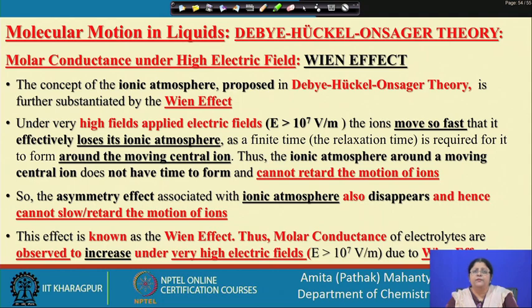So, if the ionic atmosphere is not formed, then these drag forces are not available. That means the asymmetry effect which you would otherwise be seeing will not be visible. So, if these retarding forces are not available, the ions under the electric field will be moving much faster, will be accelerated, and if the movement of the ions is accelerated, the molar conductivities will increase. So, the Wien effect is essentially talking about having the molar conductivity increased at high applied electric fields. Okay.